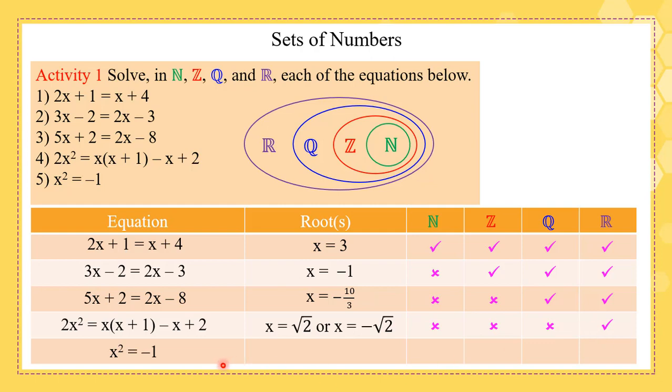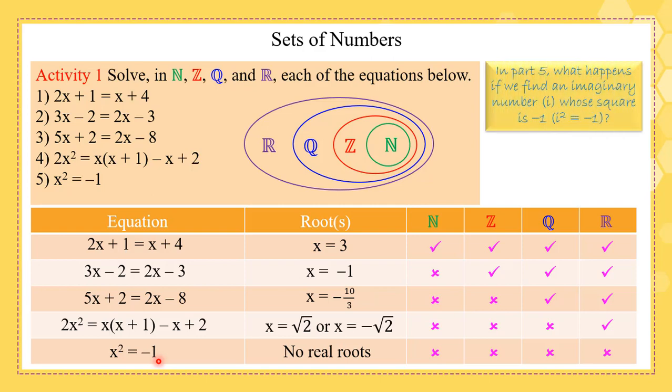Finally, this equation, you can see that it has no real roots. x squared can never be negative 1. So it's not natural, it's not an integer, it's not a rational number, and it's not a real number. And the big question here is, in part 5, what happens if we can find an imaginary number, let's call it i, whose square is negative 1? What will happen if the square of i is negative 1? What would be x? Try to think about this question.